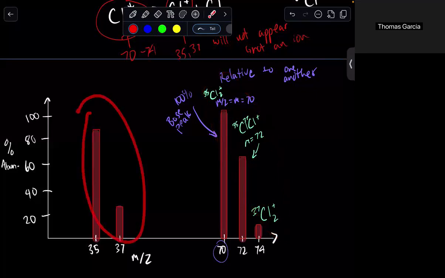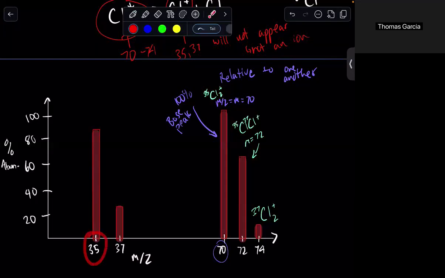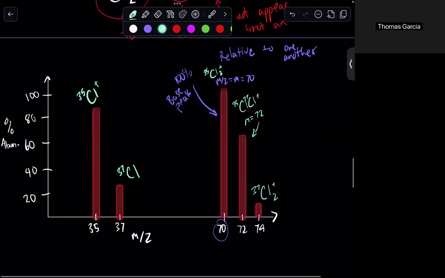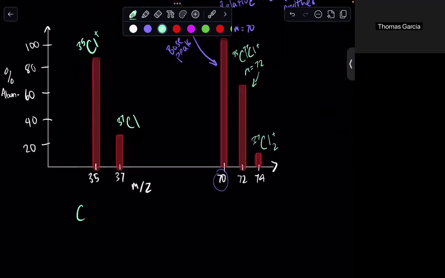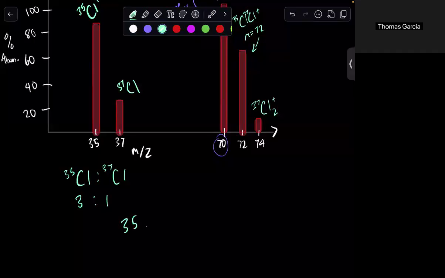Next, we have this peak of our fragments, our positive fragments, our ions. Well, it's quite clear that at 35, that must be Cl35. And over here, we have Cl37. And because we have this relative peak to each other, we can note that Cl35, the ratio to Cl37 is about 3 to 1. And if we were to do the math, we'd probably get something around our 35.45.